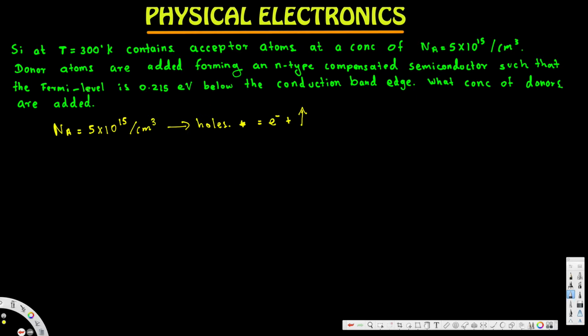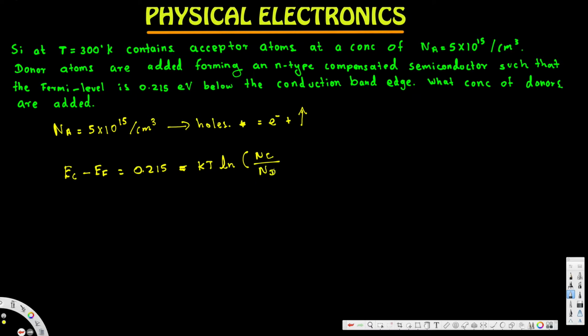Okay, that's what we have to know. They have also given that the Fermi level is 0.215 below the conduction band edge. It means EC, the conduction band, minus EF equals 0.215. Now we have to find an equation related to this one that will give us the concentration of donors. If you look at the equations, the most suitable one is going to be this one, kT ln NC over ND, right?